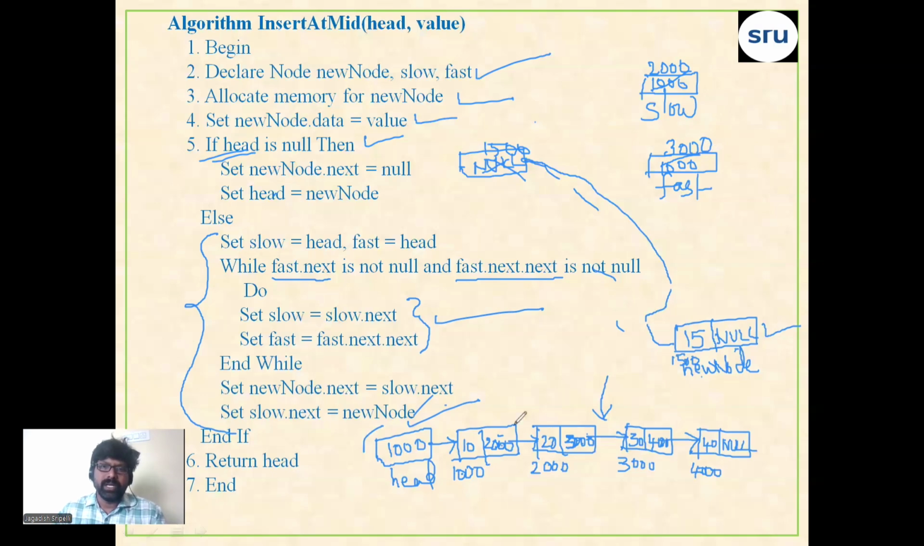3000. 3000 dot next is what? 3000 dot next is 4000. Okay, it is not null. 4000 dot next. 4000 dot next dot next. Fast, sorry. Fast dot next. Fast is what? 3000. 3000 dot next is 4000. 4000 dot next is null. 4000 dot next is null now in this.